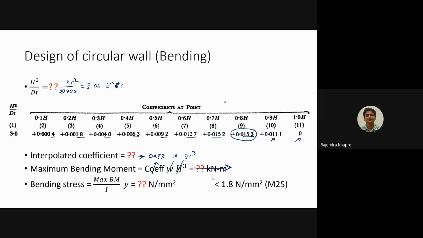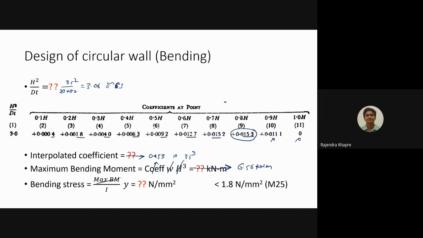Yes, bending moment value please. 6.56. 6.56 kilonewton meter. It's a small value. Can someone please verify this? Is it correct? Yes, sir. Okay. So now we have to go for check for stresses.